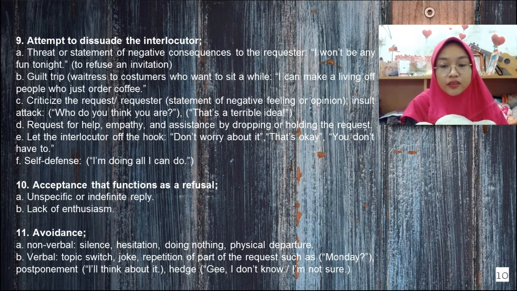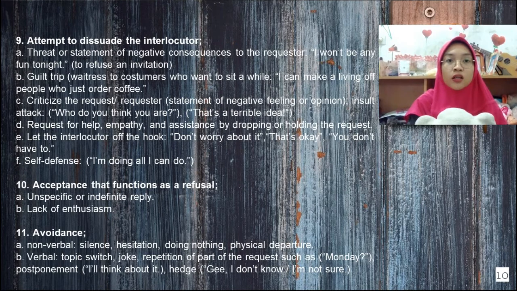And an attempt to dissuade the interlocutor: a threat or statement of negative consequence to the requester, such as "I won't be any fun tonight", to refuse an invitation. Itu untuk menolak sebuah undangan ya. Guilt trip, for example a waitress to a customer who wants to sit a while: "I can't make a living off people who just order coffee."